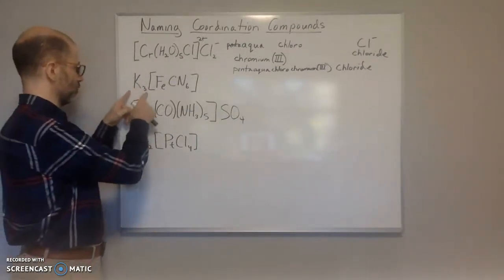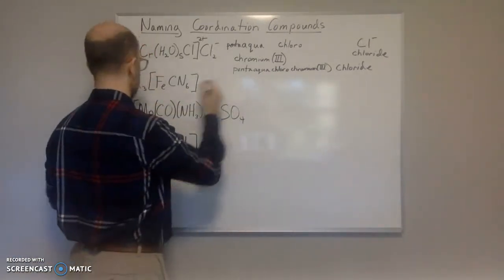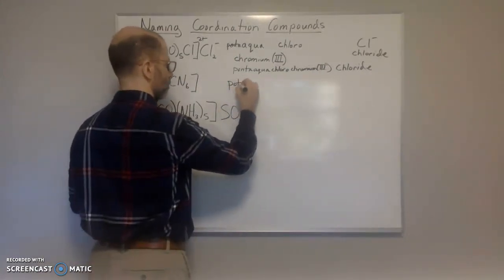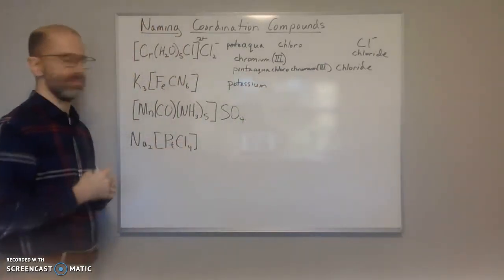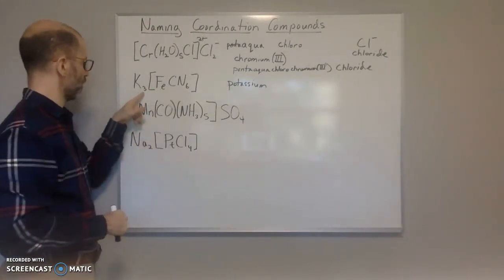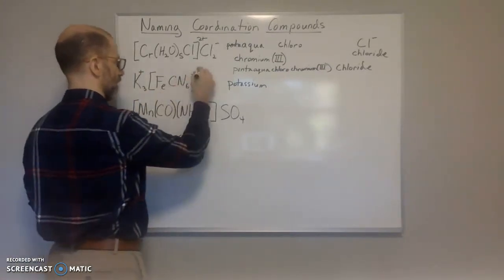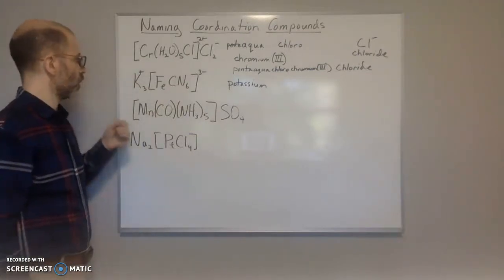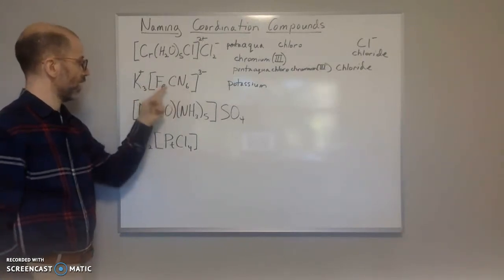Again, we have a simple ion and we have a complex ion. We're going to name the simple one as we normally do. K is potassium, so that's the first part of the name. The second part is this complex here. We have 3 potassiums, and potassium is a plus. That means that this complex has a 3- charge.